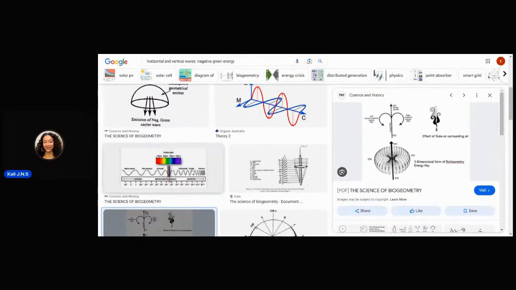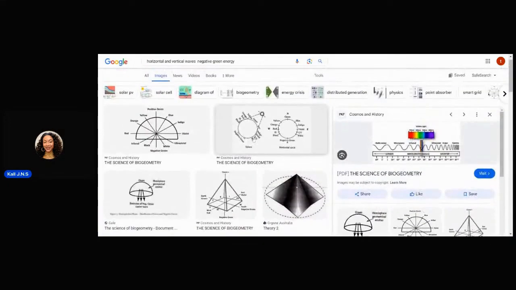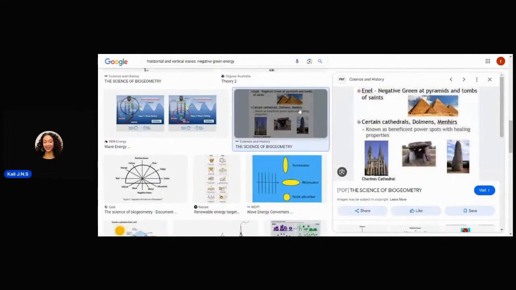And so this is relating to biogeometry. We're going to get into how it affects the body just a bit. I just want to show you. I'm looking for some more of the pyramids. But anyways, the emission of the negative green energy, when it's balanced out, it generally has no effect on the human body.